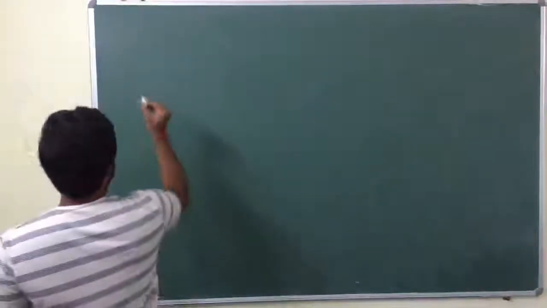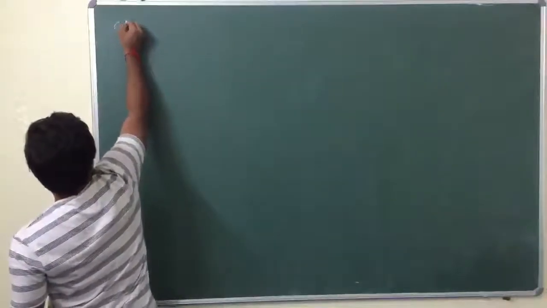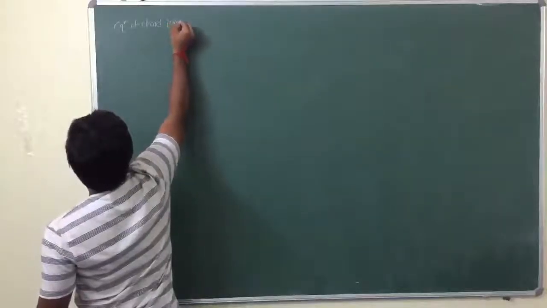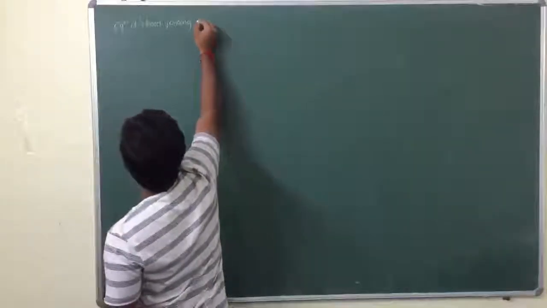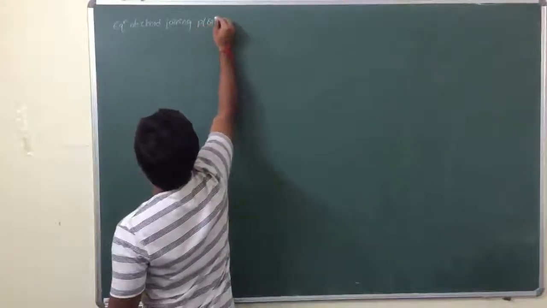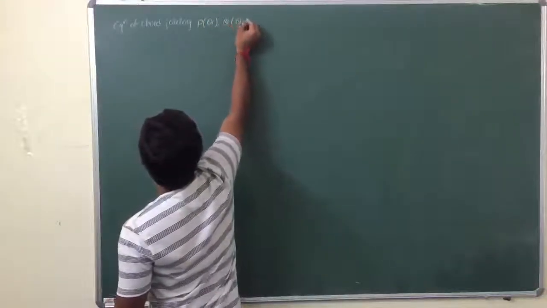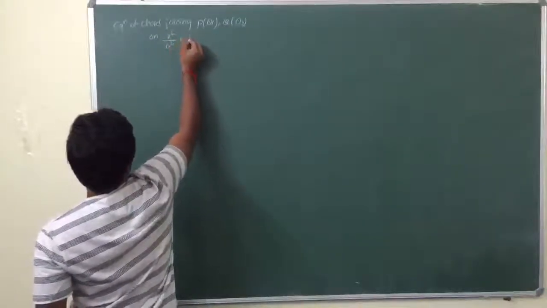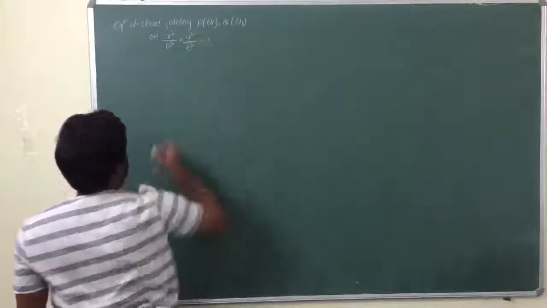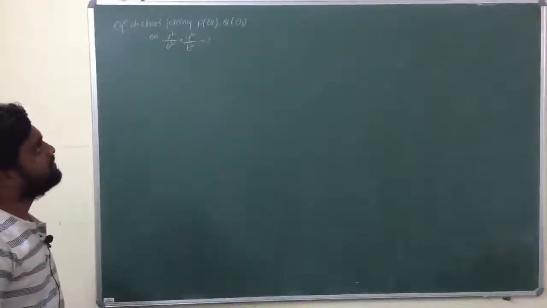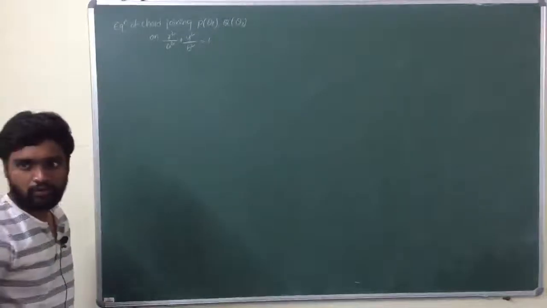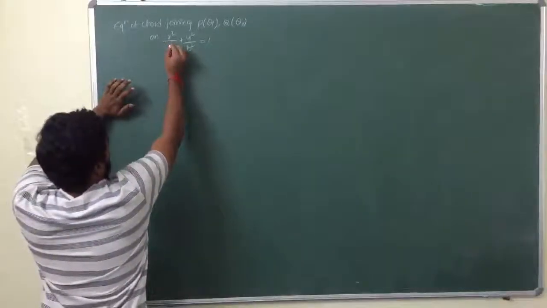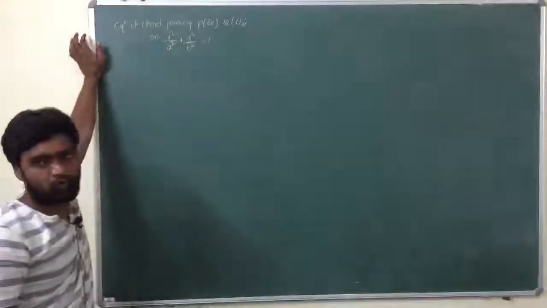Next, equation of chord joining P theta 1 and Q theta 2 on x square by a square plus y square by b square is equal to 1. Equation of chord joining P of theta 1 and Q of theta 2. Okay, so eccentric angles theta 1 and theta 2 on x square by a square plus y square by b square is equal to 1.